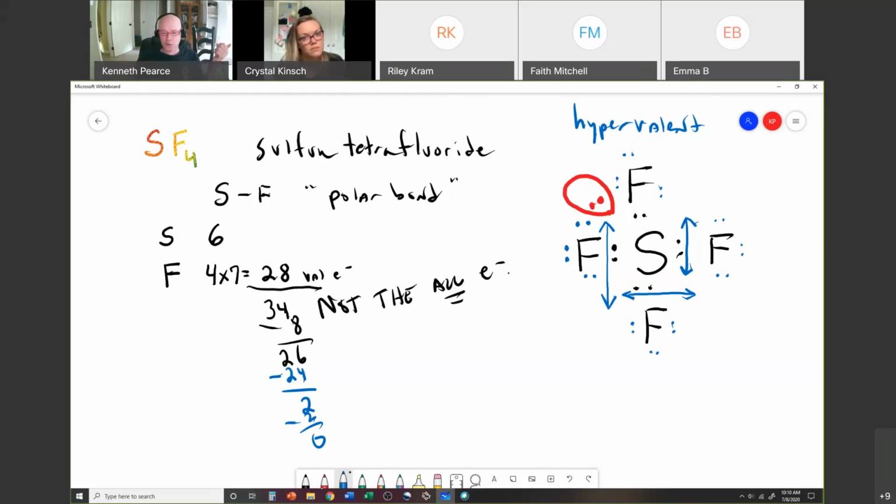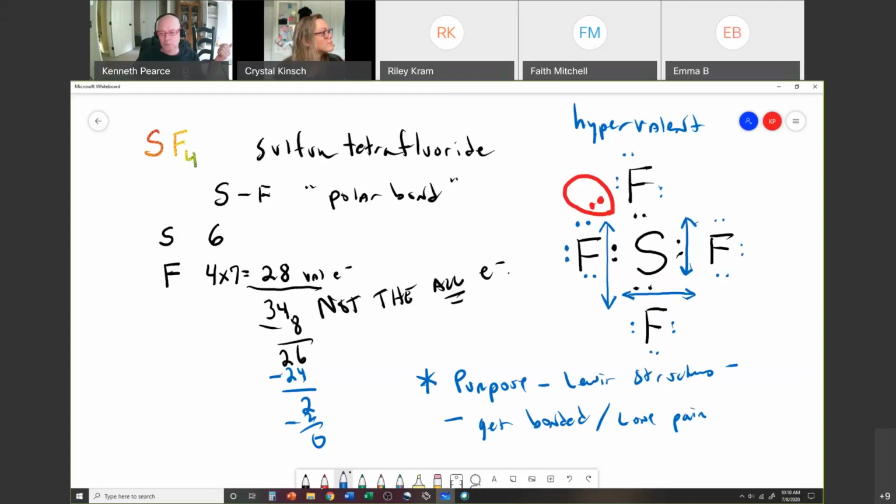What's the purpose of all of this? I'm just going to write down a purpose here. The purpose of these Lewis dots, Lewis structures, is one, to get bonded and lone pairs. That's one purpose. Because to be able to do the geometry, which we're about to do, you need to know how many bonded you have and how many lone pairs you have. How many bonded do you have here? You got 4 bonded and you have 1 lone pair. Okay, so that's something that we need to know. That's the purpose of this Lewis dot.